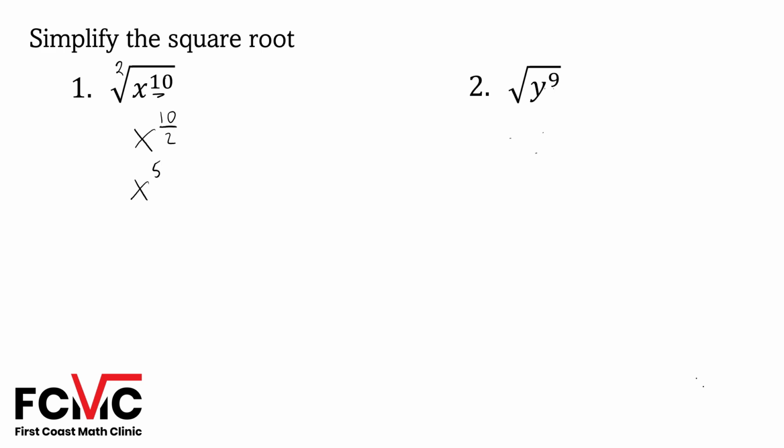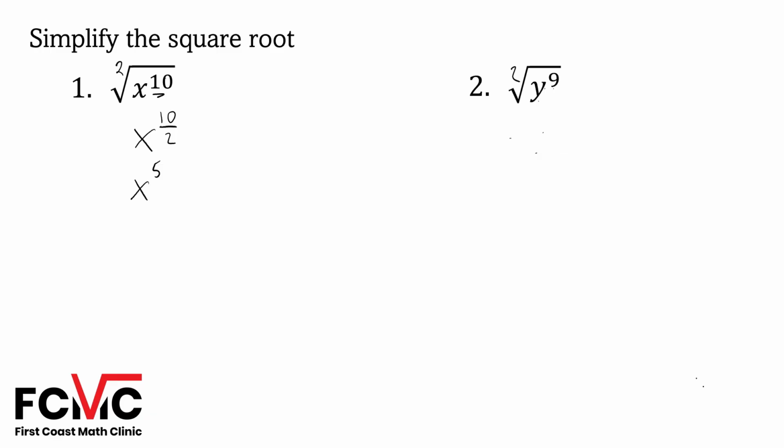All right, so for number 2, we've got the square root of y to the 9th. But we notice that if we use the same property, if I just divided 9 by 2, we can't divide 9 by 2 and not get a decimal. So I don't want to do this. So I want to do something else.